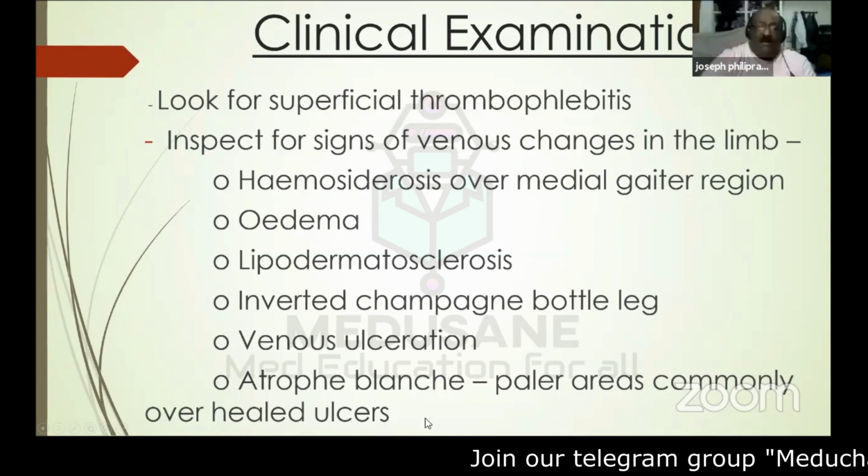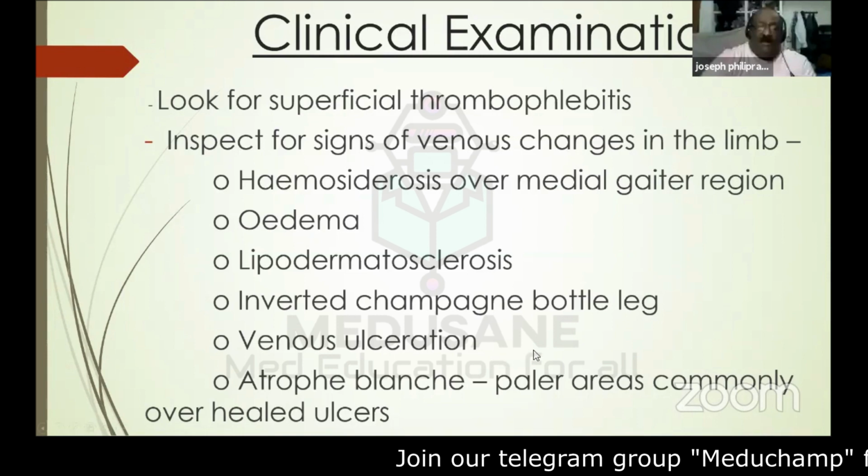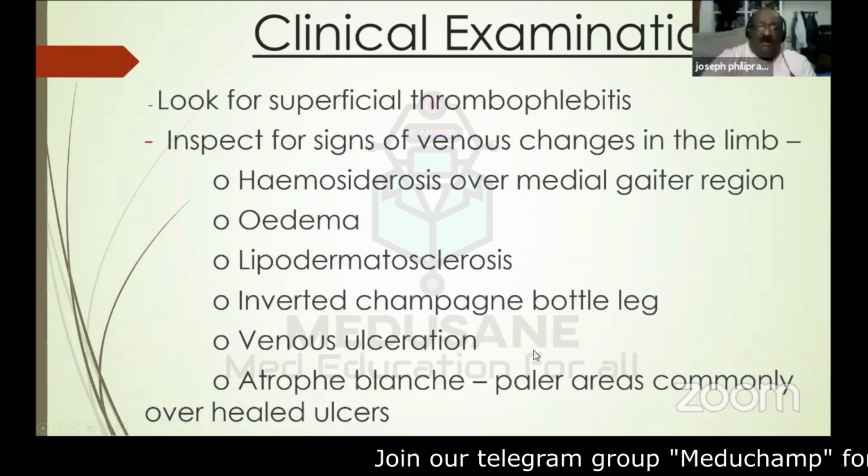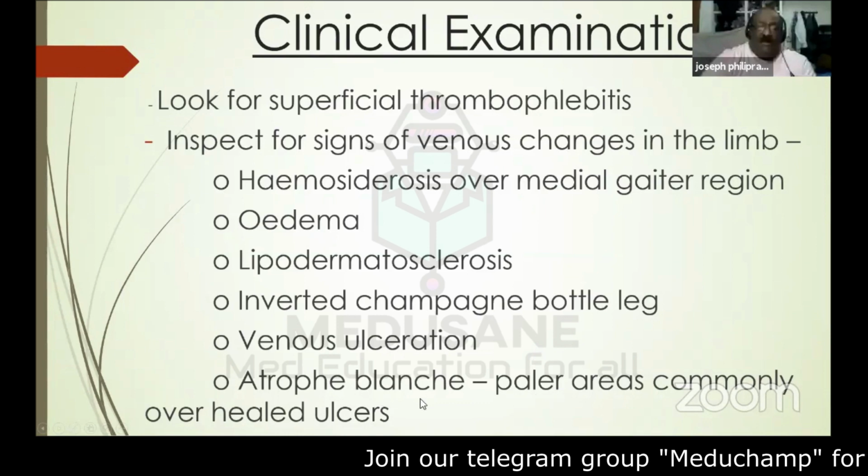Then atrophie blanche. This is because of the constriction and the veins are drained out. The skin becomes pale over the healed ulcers. Then there is loss of skin appendages like hair follicles and all, which will give rise to a typical appearance, which is known as atrophie blanche.